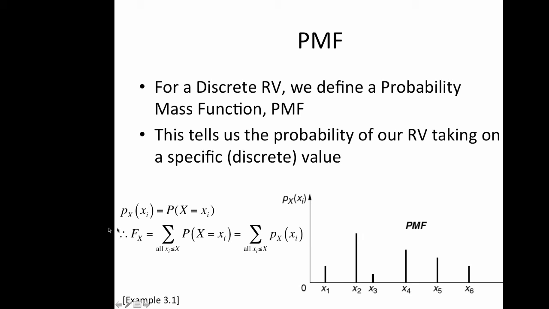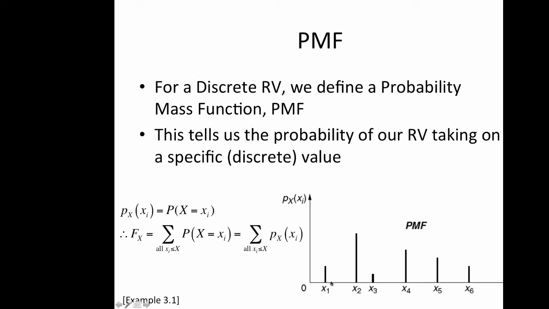And for the PMF, your textbook uses the following notation: the lowercase p, subscripted with uppercase X to represent the random variable, of x sub i. Because remember, what we're really describing is the probability that the random variable X will take on a specific value, let's say x sub i. So this is the notation that they use.